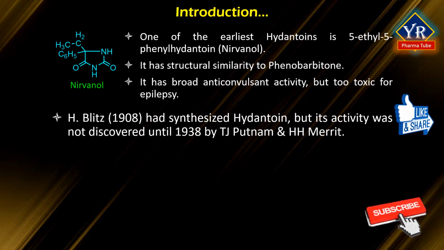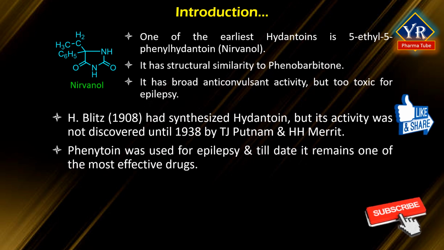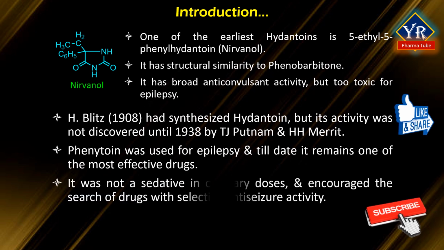In 1908, H. Blitz had synthesized 5,5-diphenyl Hydantoin, but its anticonvulsant activity was not discovered until 1938 by Putnam and Merritt. The same year, Phenytoin was introduced for the treatment of epilepsy and till date remains one of the most effective anti-epileptic drugs. The remarkable property of Phenytoin was that it was not sedative in ordinary doses, which established that antiseizure need not induce drowsiness. This encouraged the search for drugs with selective antiseizure action.